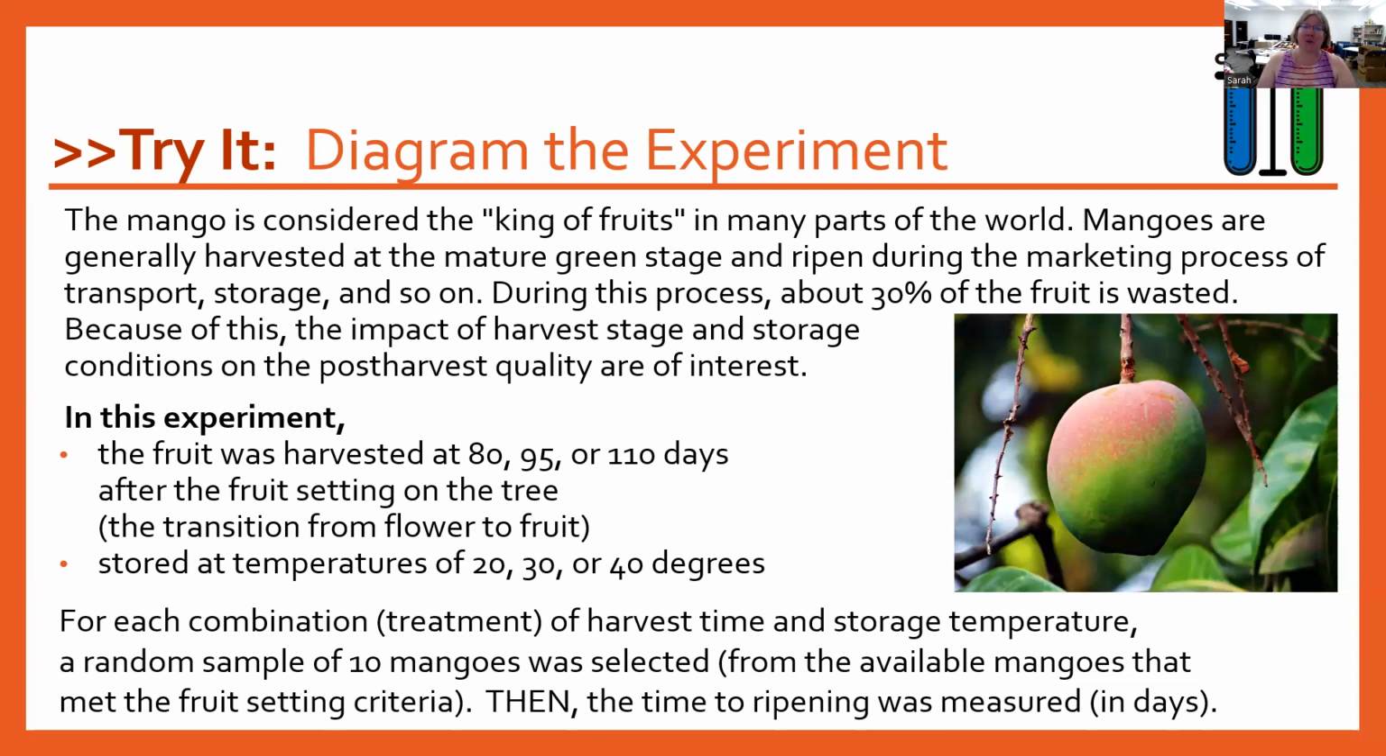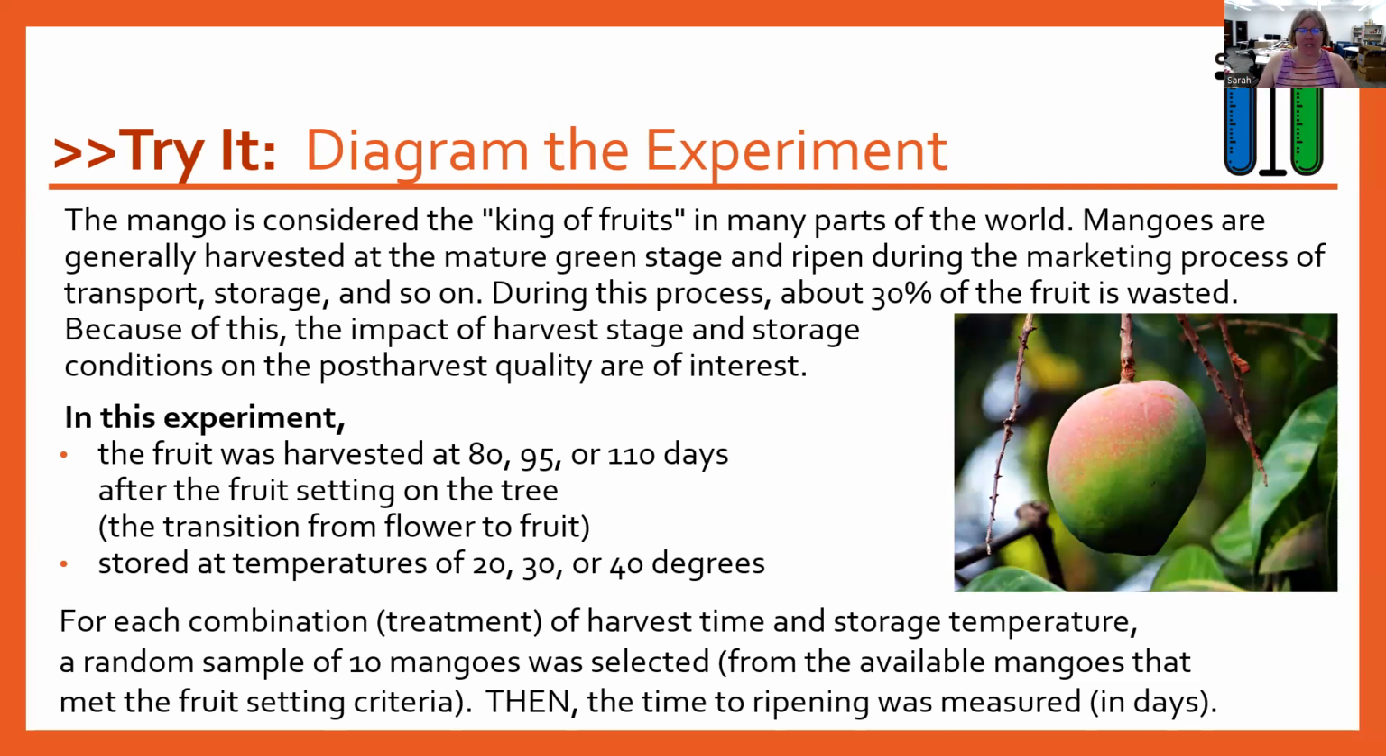And then it was stored at temperatures of either 20, 30, or 40 degrees. For each combination or treatment of harvest time and storage temperature, a random sample of 10 mangoes was selected from the available mangoes that met that fruit setting criteria. So for example, we might have an entire bin of mangoes that were picked at 80 days after the fruit set on, and we'll take random samples out of that bin. Then the time to ripening was measured in days.